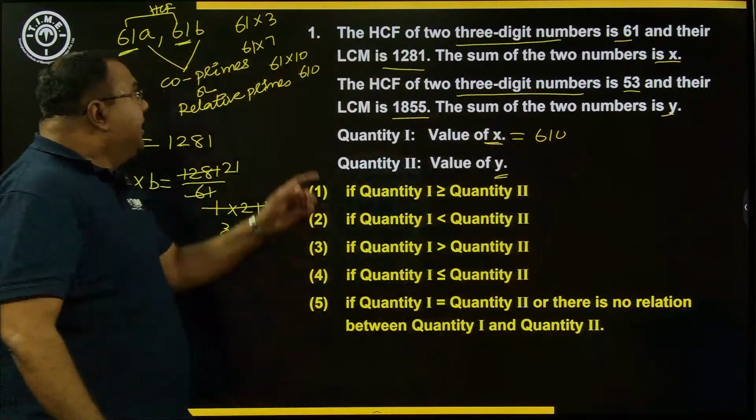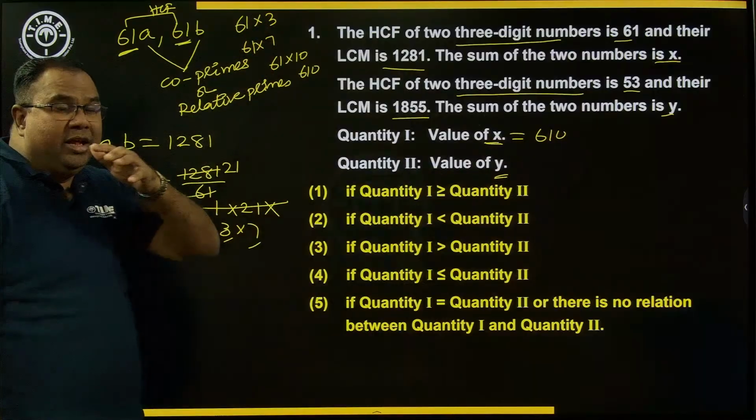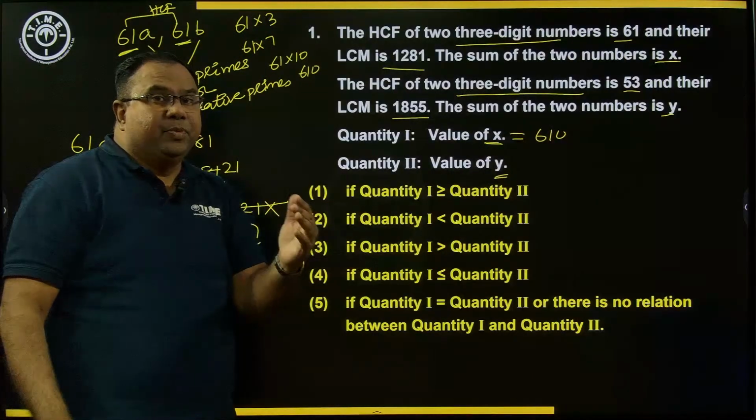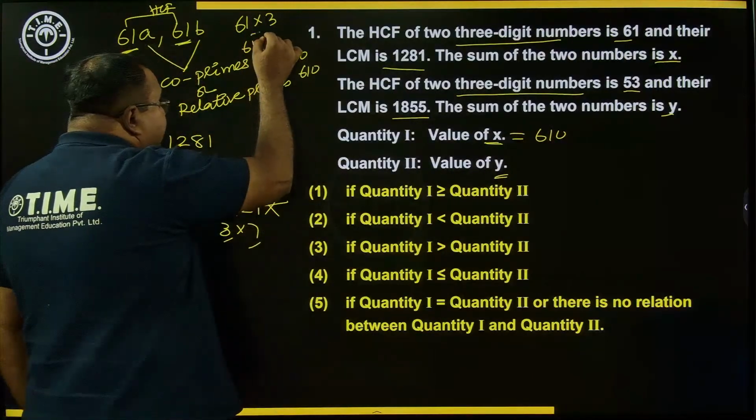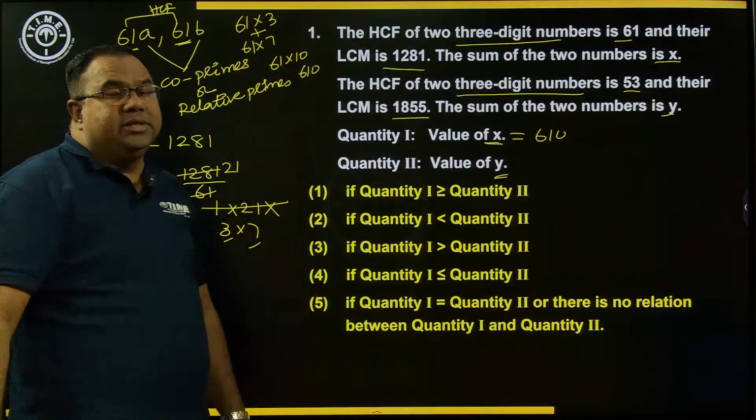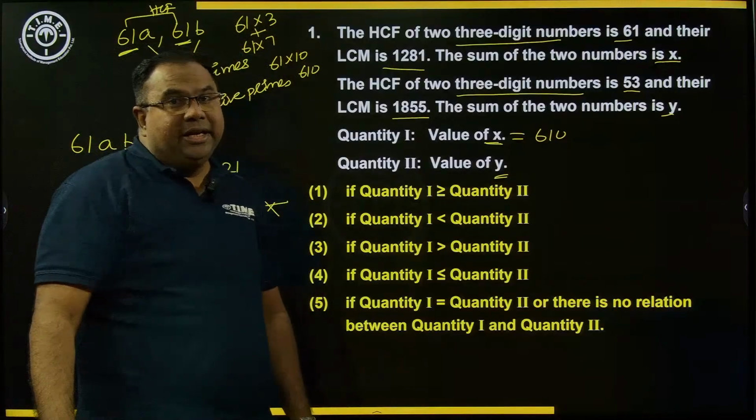You got the point? It is 61 into 3, 61 into 7. Don't multiply and add them. It is time waste. So I want sum of these two. Take 61 common. 3 plus 7 is 10. 61 into 10 has to be 610.